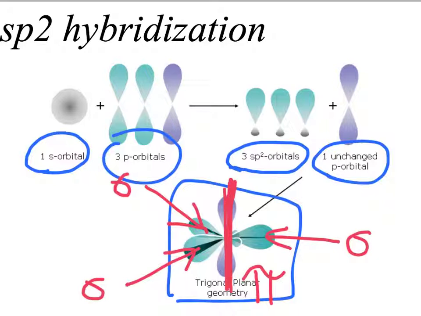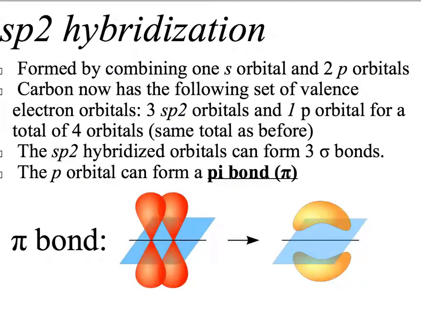So p, pi. So pi orbital from my p and sigmas from my sp2s. The sp2 hybridization is formed by combining 1s and 2 p orbitals. So carbon now has the following set of valence electron orbitals: 3 sp2 orbitals and 1 p orbital for a total of 4. Same total as before. The sp2 hybridized orbitals can form 3 sigma bonds, and the p orbital can form a pi bond.